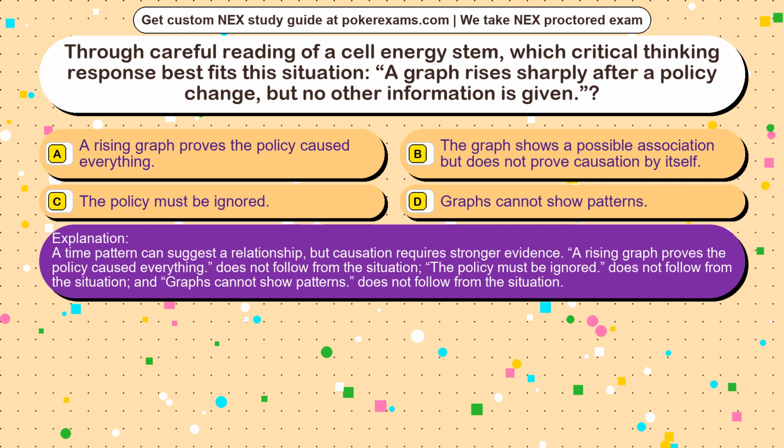A time pattern can suggest a relationship, but causation requires stronger evidence. A rising graph proves the policy caused everything does not follow from the situation, the policy must be ignored does not follow from the situation, and graphs cannot show patterns does not follow from the situation.